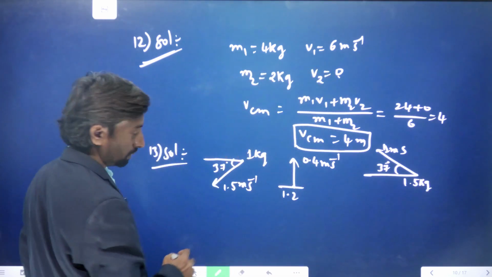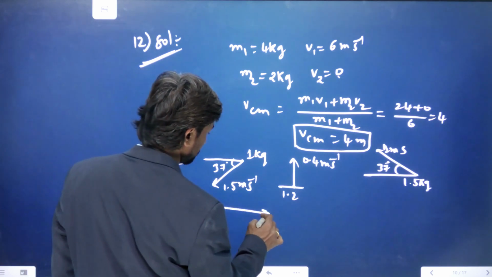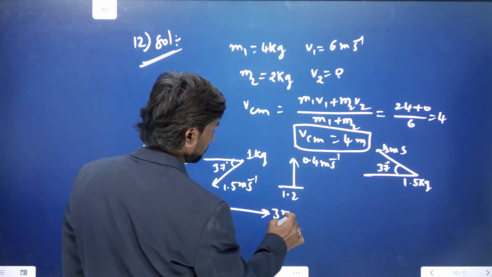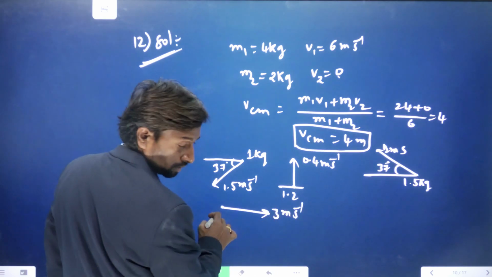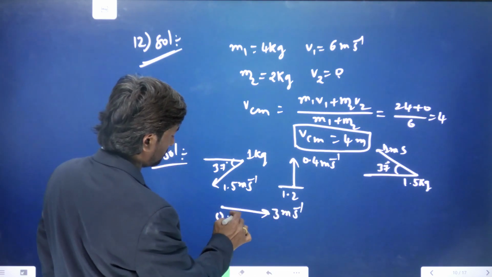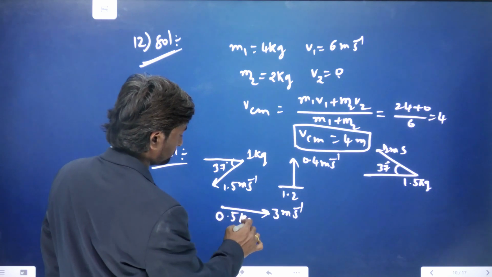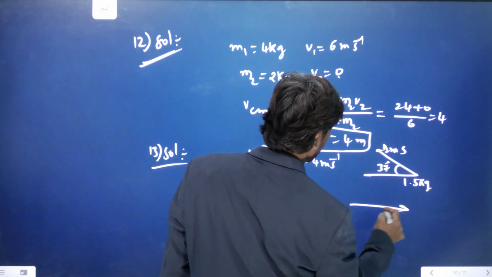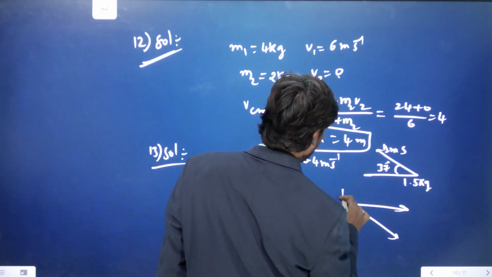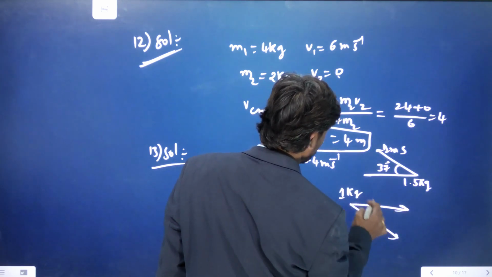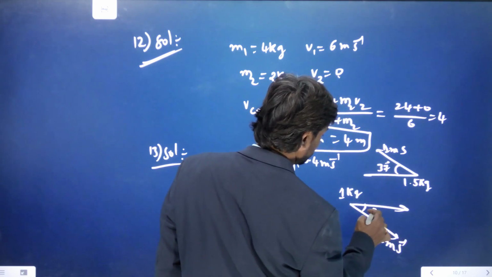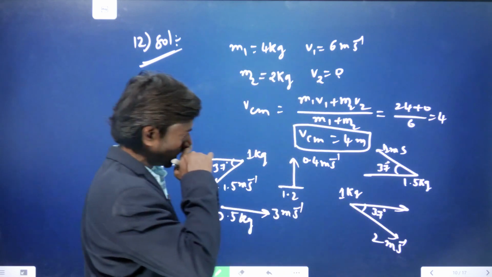And the next one is given: a 0.5 kg mass is moving along the positive x-axis at 3 meters per second. And another one is given here: a 1 kg mass is moving with 2 meters per second at an angle of 37 degrees.